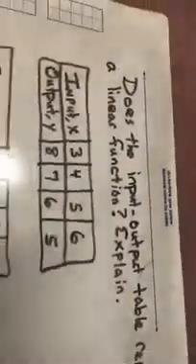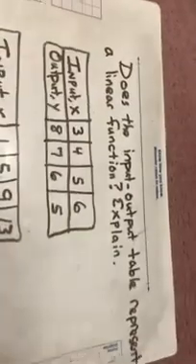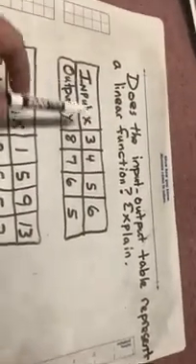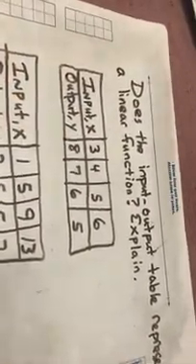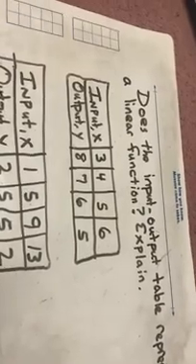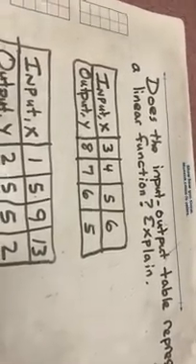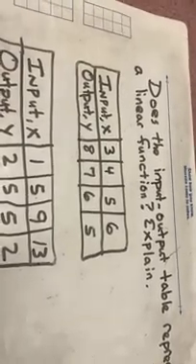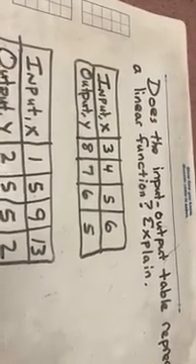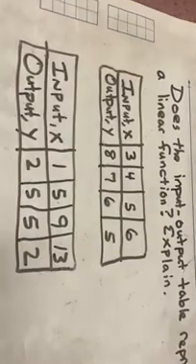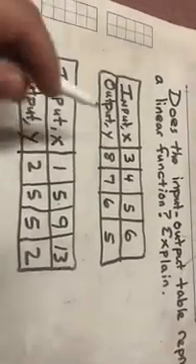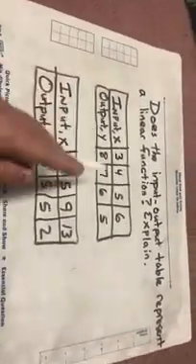All right, the last part of your assignment today asked you again a yes or no question. Does the input-output table represent a linear function? Explain. Now, on that previous part, I don't need you to explain. I kind of explained the difference. If it's a straight line, it's a yes. If it's not a straight line, it's a no. It's the same thing here. Does the input-output table represent a linear function?